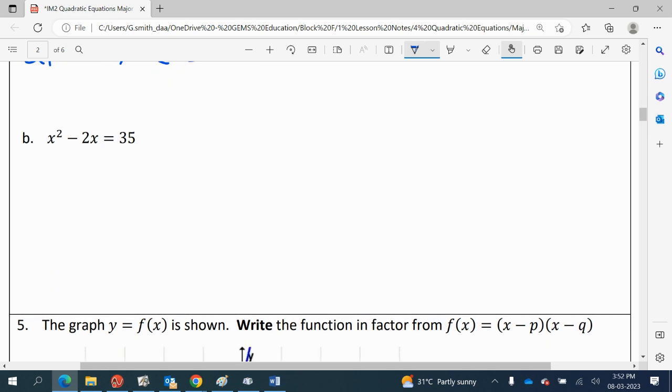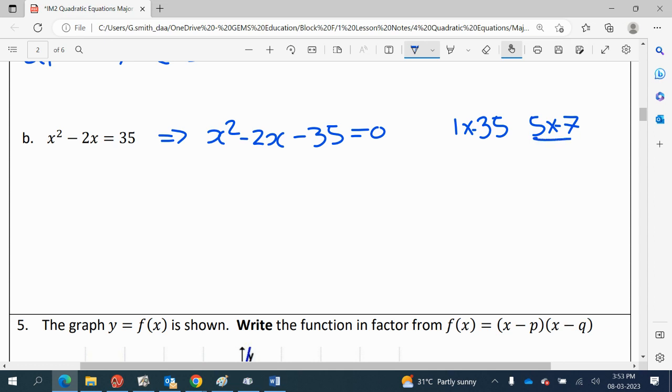Next question, we have to rearrange firstly into standard form. So we get x squared minus 2x minus 35 is equal to 0. We need a factor pair for 35 with a difference of 2. So obviously it's not going to be 1 times 35, but 5 times 7. The bigger number is going to be negative, so it's going to be this factor pair here. That gives us bracket x plus 5, x minus 7 is equal to 0. So x1 is equal to -5, x2 is equal to 7.